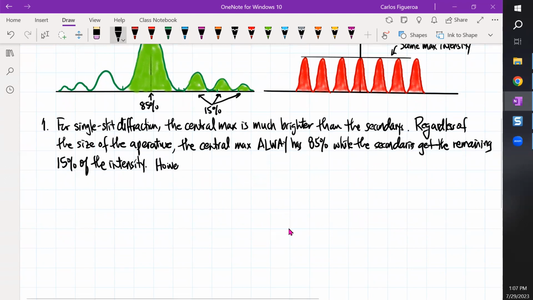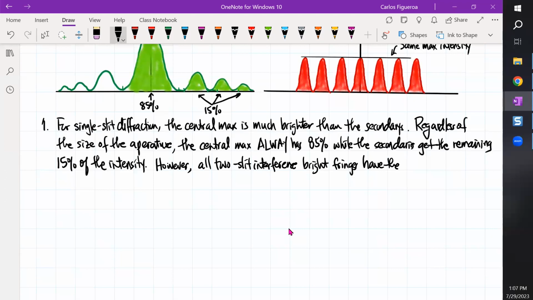However, all two slit interference fringes have the same max intensity. So, and here's another thing here. Two, I'm going to state this without proof, later on it's actually easy to derive.